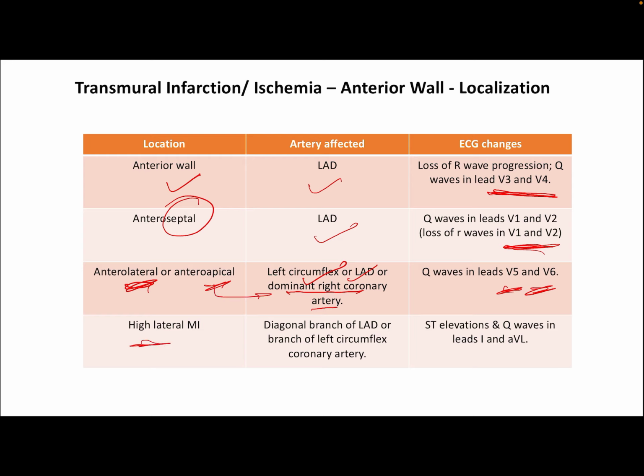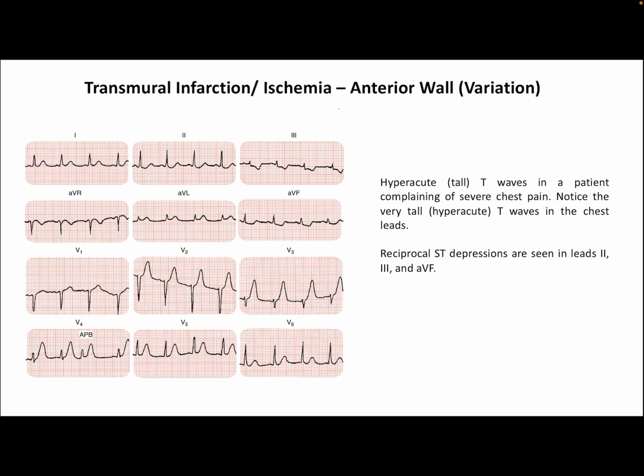If it is high lateral, it can be because of the circumflex or the left anterior descending, but the changes will be seen in I and aVL. Okay, now the variations.